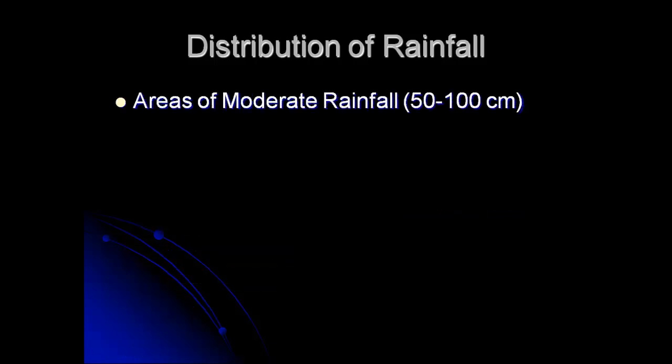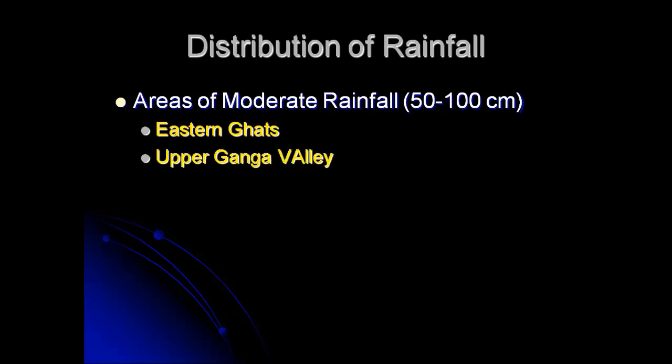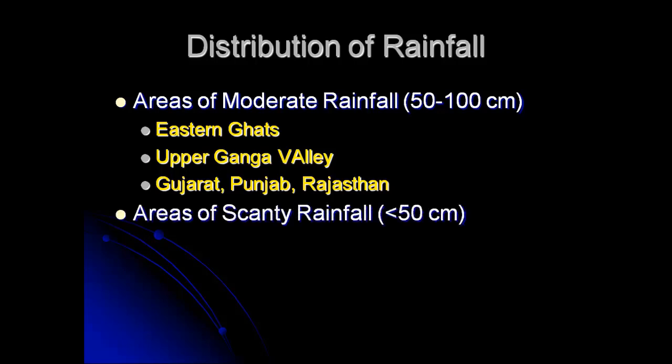Areas of moderate rainfall, 50 to 100 cm. Eastern Ghats: the southwest monsoon wind branch runs parallel to the Eastern Ghats. At first it doesn't bring good rainfall. The Upper Ganga Valley also receives less rainfall because the intensity of the southwest monsoon wind decreases inside. Gujarat, Punjab, Rajasthan as such receive 50 to 100 cm rainfall because they don't fall on the way of southwest monsoon winds directly. Areas of scanty rainfall, less than 50 cm.